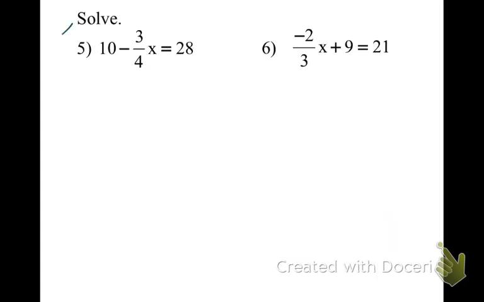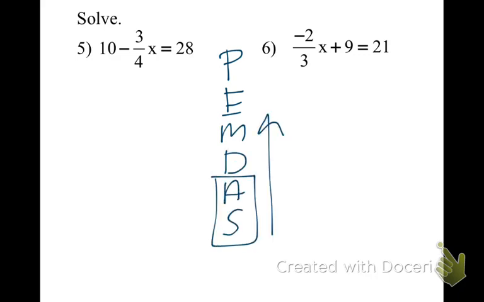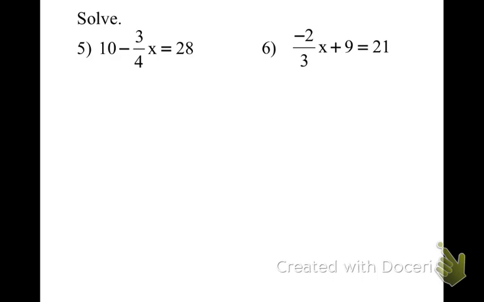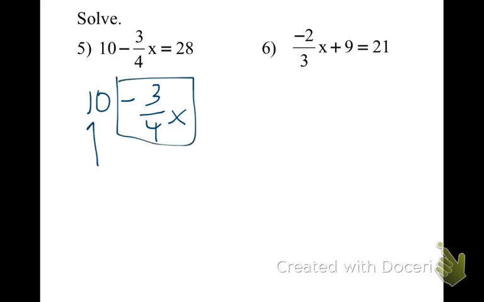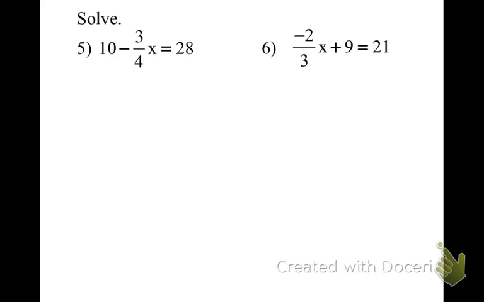Now in your notes, go and write number 5 down. Now number 5, once again, we are still working PEMDAS backwards. So we're looking for addition and subtraction first. So I take a look. I have 10 minus 3/4 x. So a negative 3/4 x is over there. I have this positive 10 I have to worry about. How do you get rid of a positive? Through a negative. So I subtract 10 on both sides.